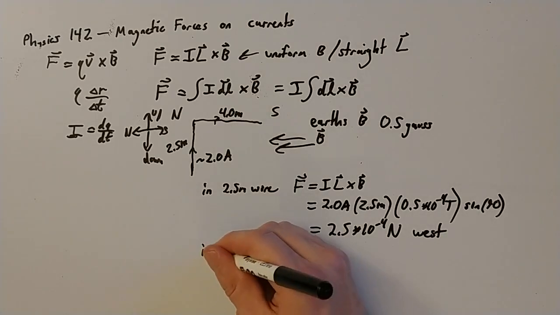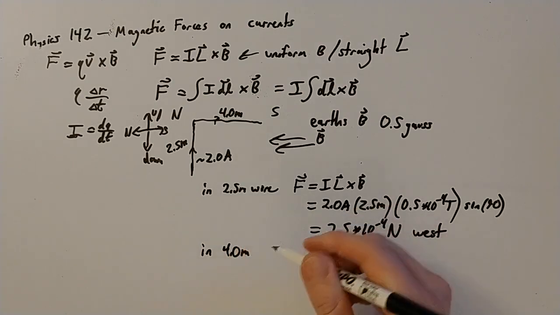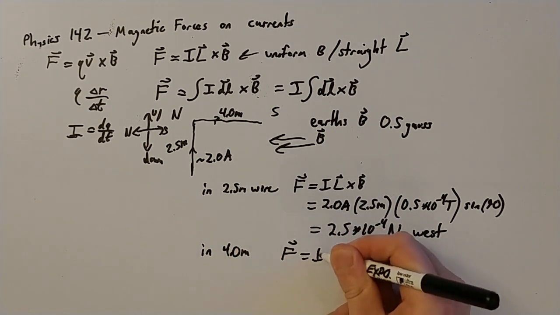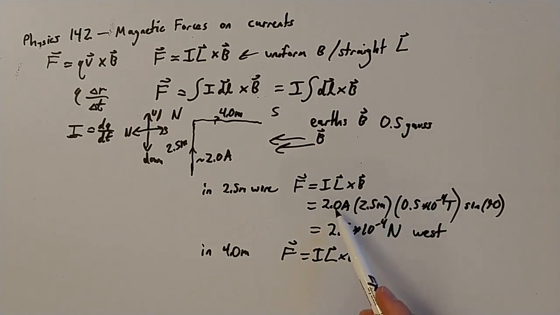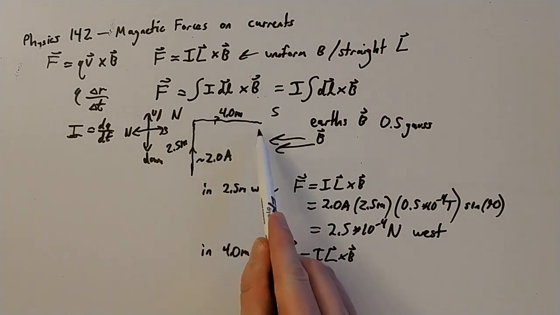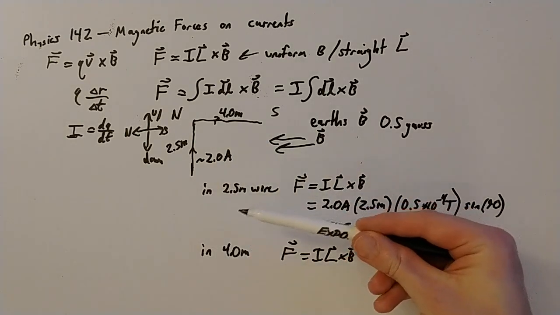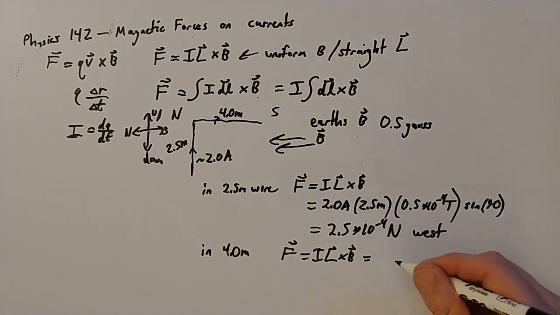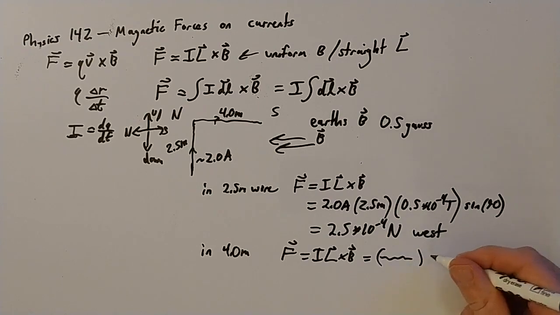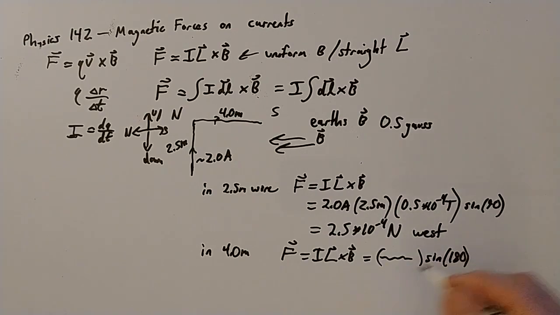Okay, what about the 4-meter wire? In the 4-meter wire, we still have F is I L cross B. And we have I is again 2 amps, L is now 4 meters, B is still 0.5 times 10 to the minus 4, but what's the angle between them? Well, now the current's running from north to south, and B is going from south to north, so that's 180 degrees between them. So we'll get everything that we got before, but now we're going to have sine of 180 degrees, and sine of 180 degrees is 0.